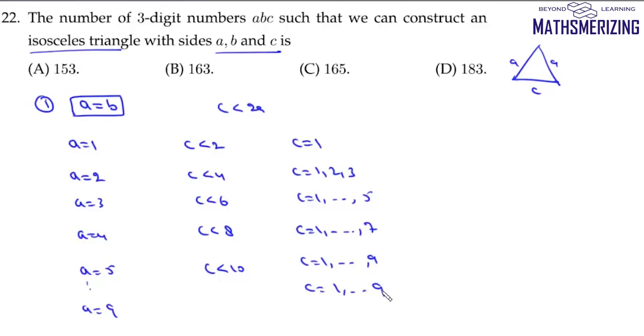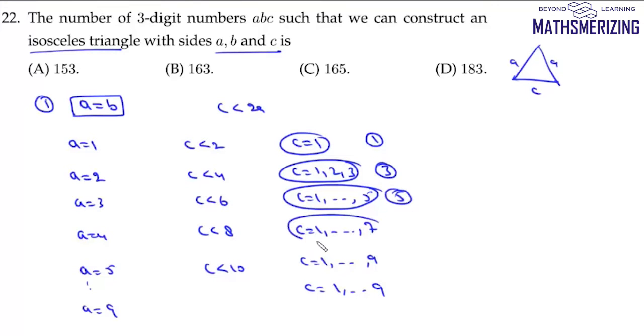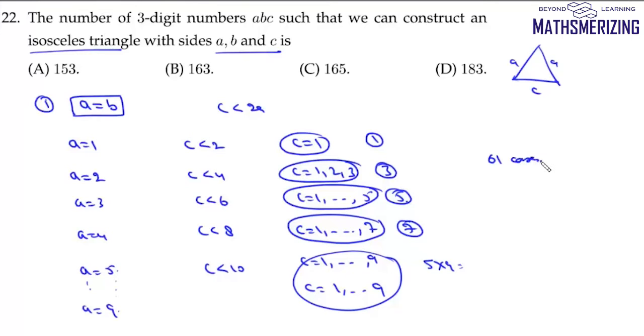Now, how many cases are there? So we have this one case, then 3, 5, 7, and then 5, 6, 7, 8, 9. So for these 5 cases, we have 9 values each. So it'll be 5 into 9, which is 45, plus 1, 3, 5, 7, that's 16, so 61. So it'll be 61 cases.